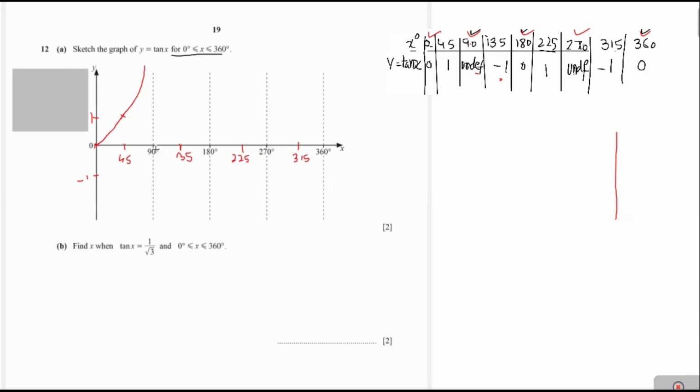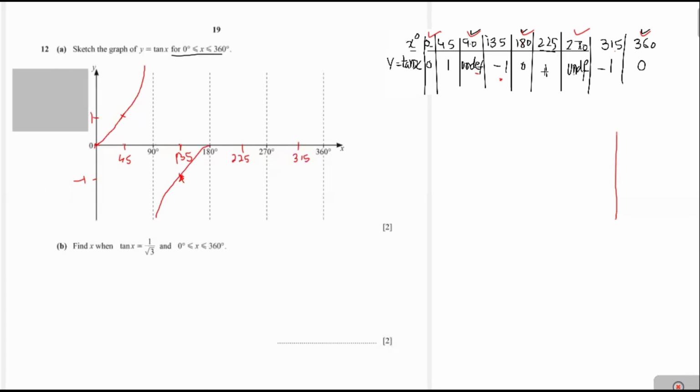And same here is 90 to 180. 90 is undefined and 135 is minus 1. This point is 135 and this is the minus 1. Now we mark the point here. And from undefined to minus 1 and 180 to 0. Therefore, we draw the graph in this way.